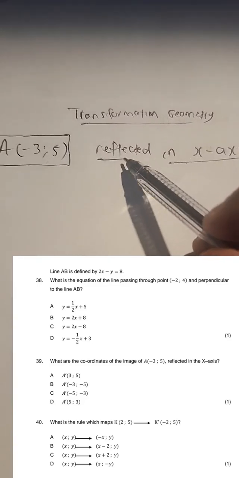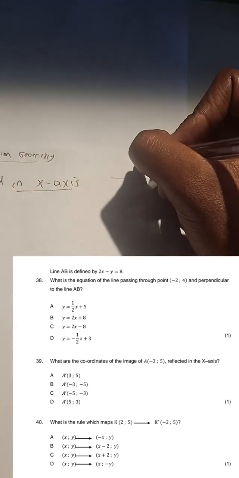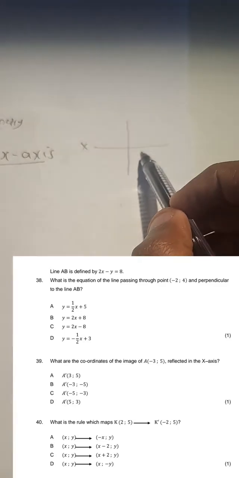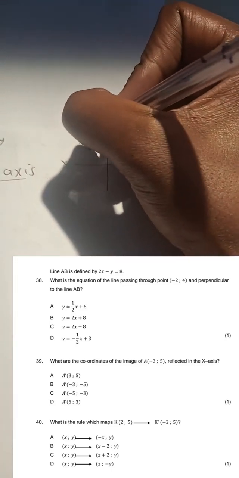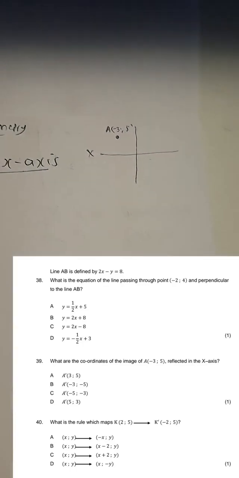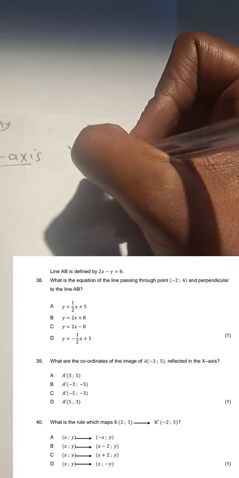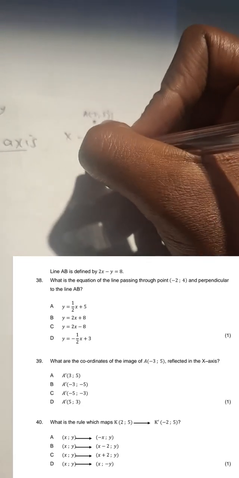So we are talking here about a reflection in the x-axis. What does a reflection in the x-axis do? Guys, this is the Cartesian plane. The x-axis is this line. So if you have something reflected, let's say A is here, (-3, 5). When you reflect something, it's like across an axis. It's like this A, you have a mirror image of it this side.